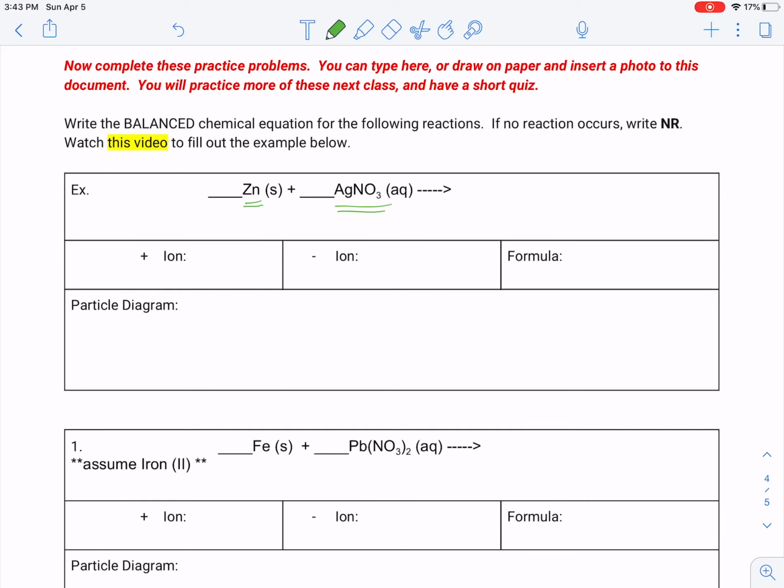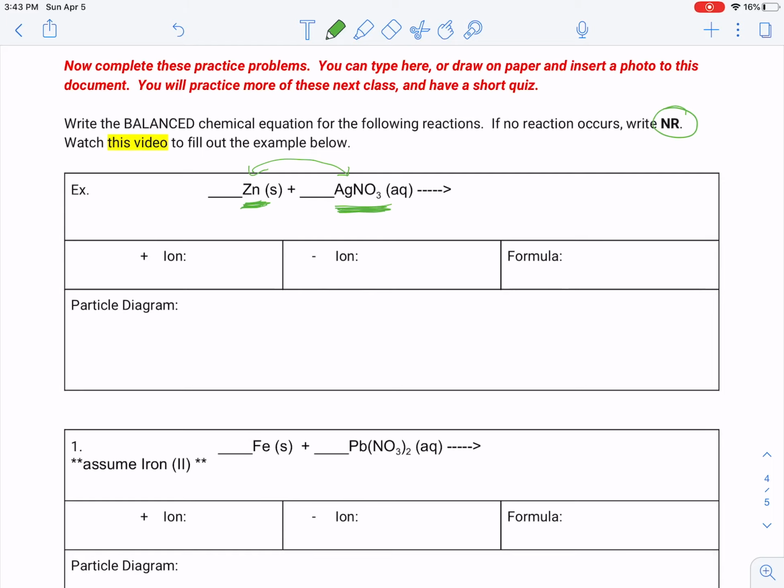So the first thing you want to do is recognize that it's a possible single displacement because I have a single element and then a compound. What I need to decide is if zinc is going to kick the silver out of the compound. So the first step is to decide if the reaction is even going to happen. If it's not going to happen, then you just write NR and the whole problem's done. Isn't that nice? But no.